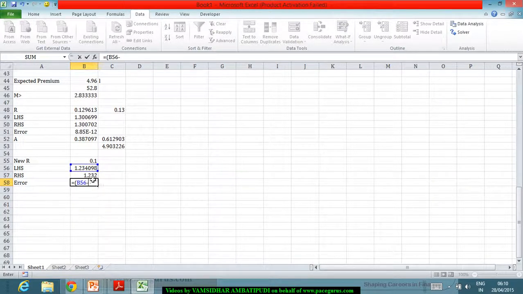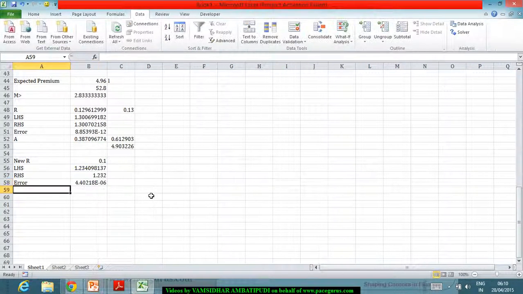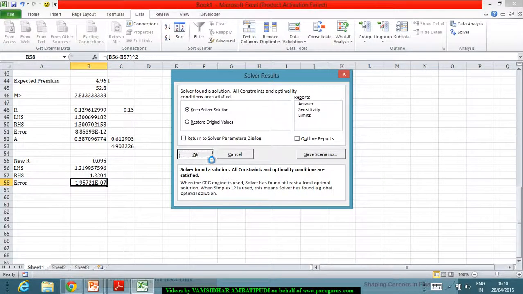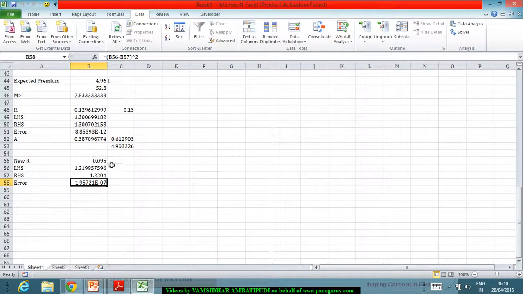So the right hand side is working out to this much, then the error is very much working out to this number minus this number squared. So I'll pass this on to Solver to solve this expression for me, which will tell me that the new R should be somewhere around 0.095. Here the R is 0.129 and here the R is lesser. In the proportional reinsurance, the R is lesser.